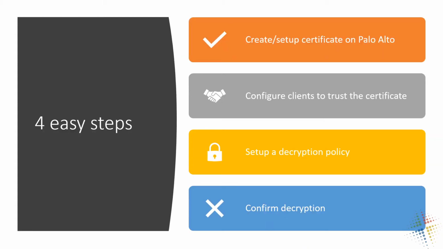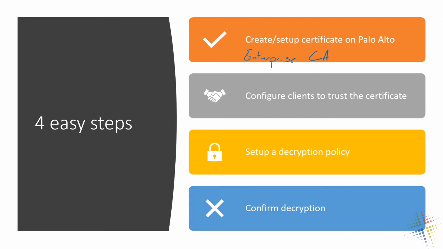So 4 easy steps. We start off by creating or setting up a certificate on the Palo Alto. If this was a proper enterprise, I might have an enterprise certificate authority, or enterprise CA, in which case I would use a certificate from the enterprise CA. In our lab, we don't necessarily have one of those, so we're going to go a cheap and dirty way of using a locally created certificate.